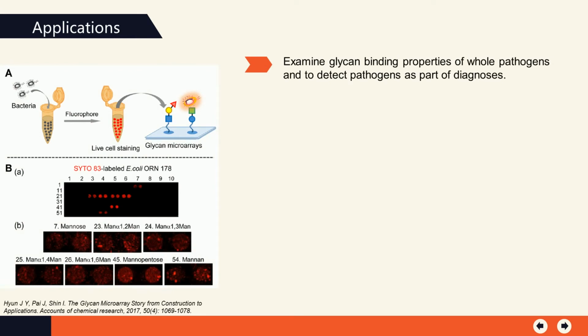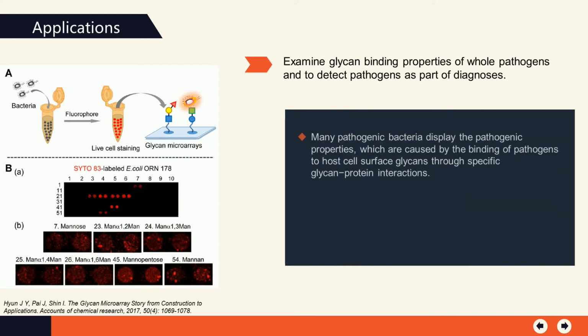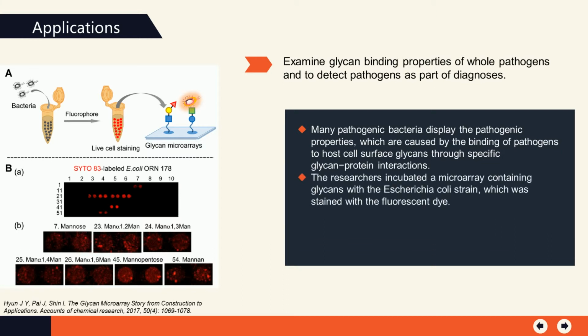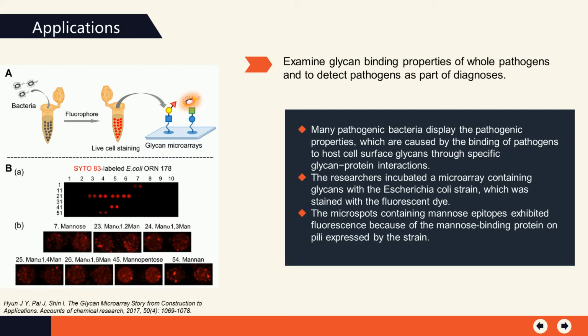In addition, glycan microarrays can examine glycan-binding properties of whole pathogens and detect pathogens as part of diagnoses. Many pathogenic bacteria display pathogenic properties, which are caused by the binding of pathogens to host cell surface glycans through specific glycan-protein interactions. The researchers incubated a microarray containing glycans with the bacteria strain, which was stained with a fluorescent dye. The microspots containing mannose epitopes exhibited fluorescence because of the mannose binding protein on pili expressed by the strain. In order to make this approach become widespread, experimental conditions employed for this purpose should be optimized.